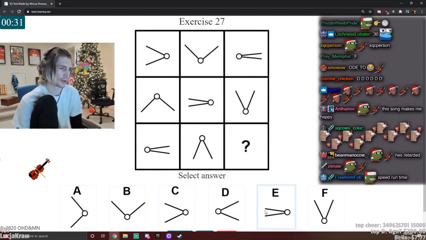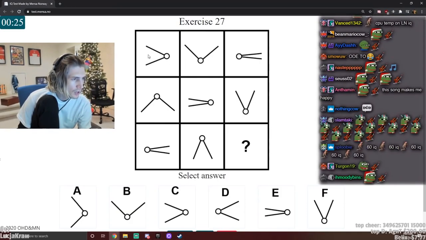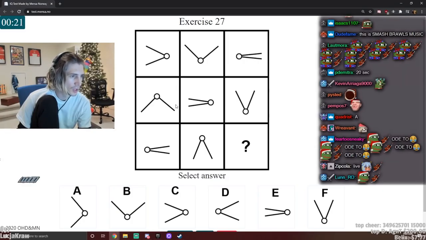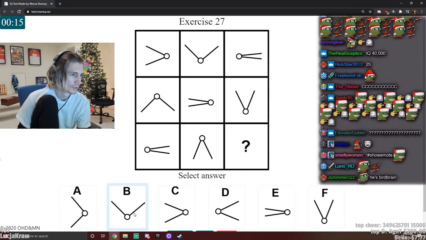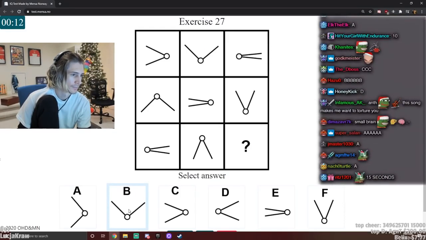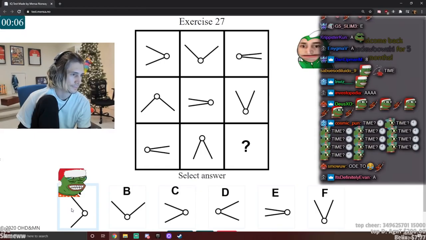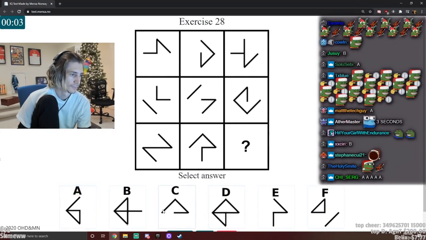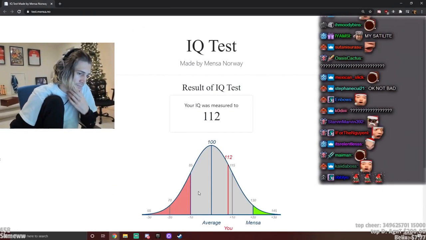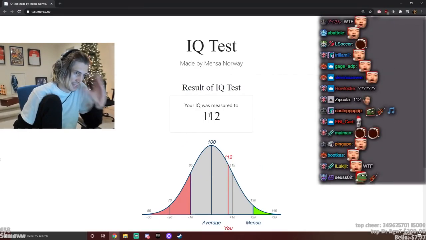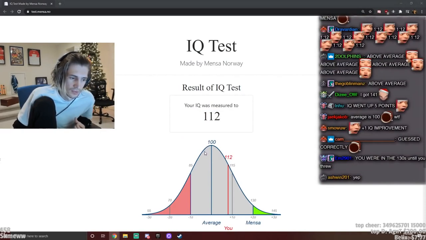Move clockwise, what? I don't know. Open, full, medium, full, small. Full, medium, small. Small, medium, full. That's it. Pretty good though. 112. That's nearly genius.